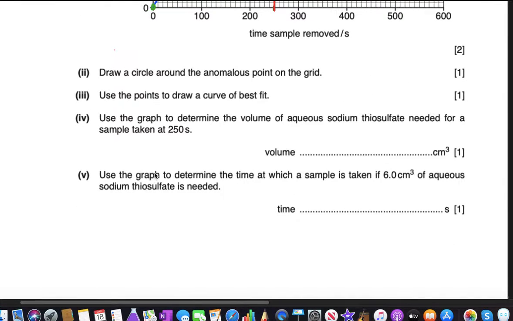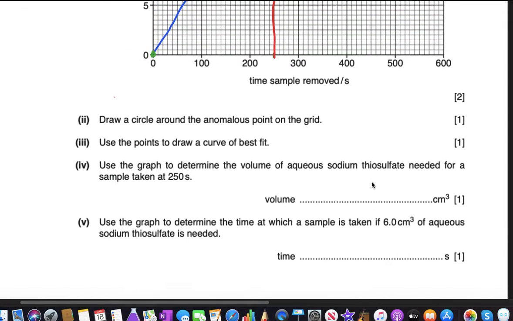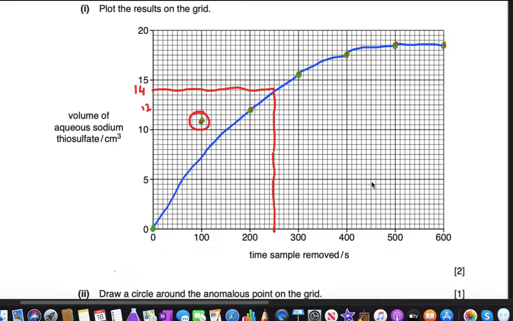Next part. Use the graph to determine the time at which a sample is taken if 6 cm cube of aqueous sodium thiosulfate is needed. If 6 cm cube of aqueous sodium thiosulfate is needed, what time would it be? 80 seconds, and this is accurate. In the marking scheme, the answer is 80 seconds.